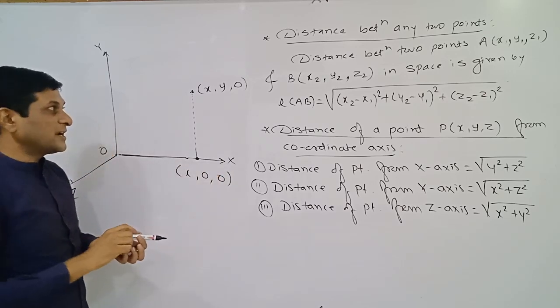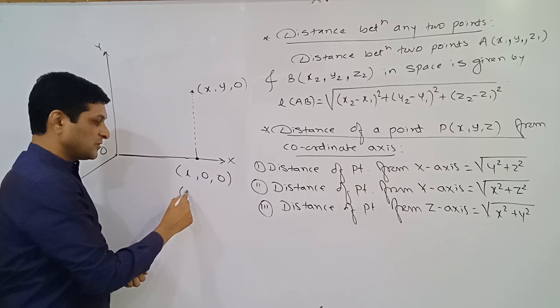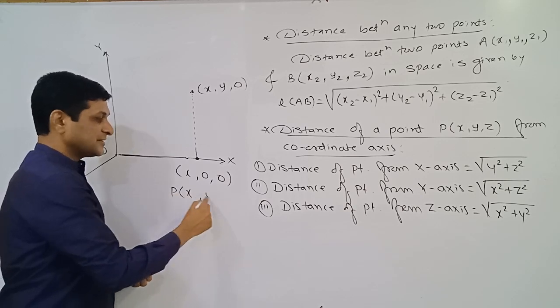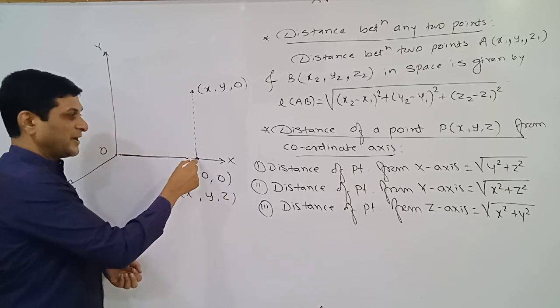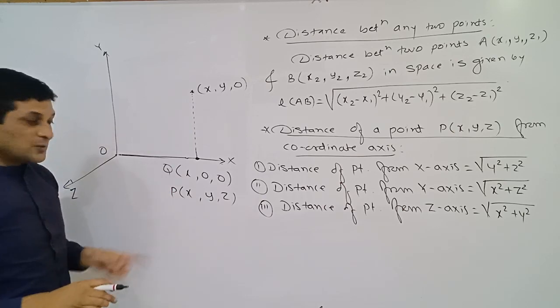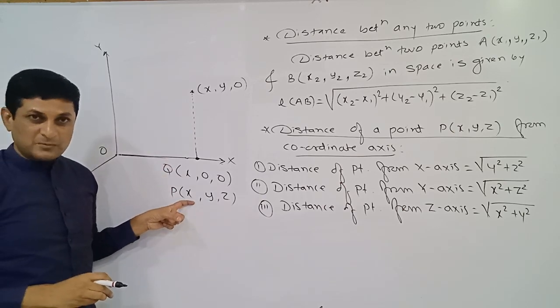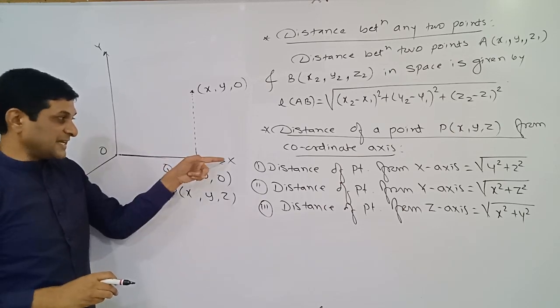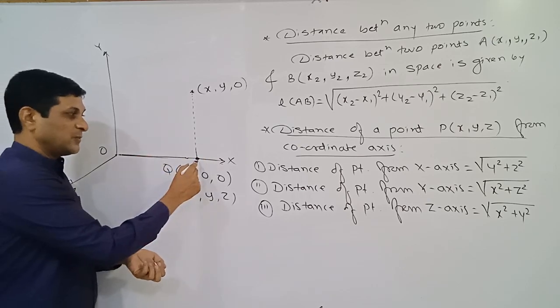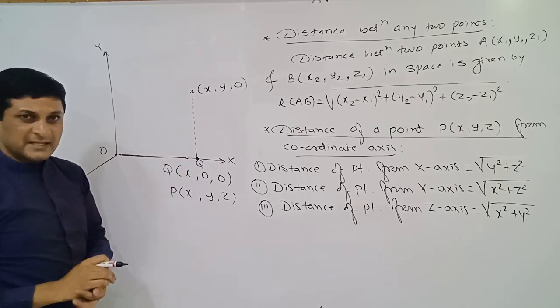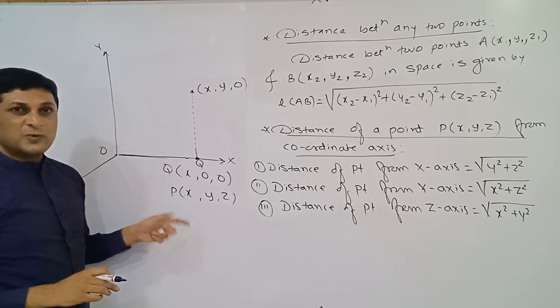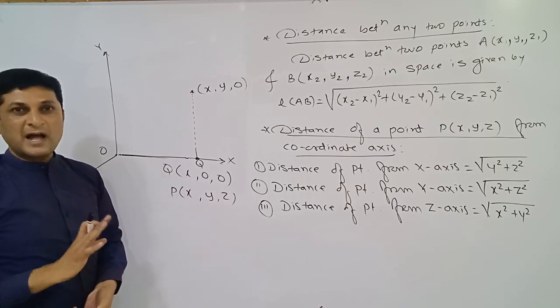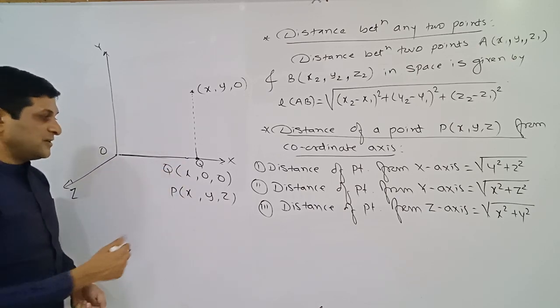What are the coordinates of the given point? Coordinates of point P are x, y, z. This point we are denoting by Q. So PQ is nothing but what? The distance of the point from which axis? X axis. This is the point Q. Is it clear? Now once the coordinates of 2 points are known to us, we are able to apply the distance formula to find the distance between these 2 points.